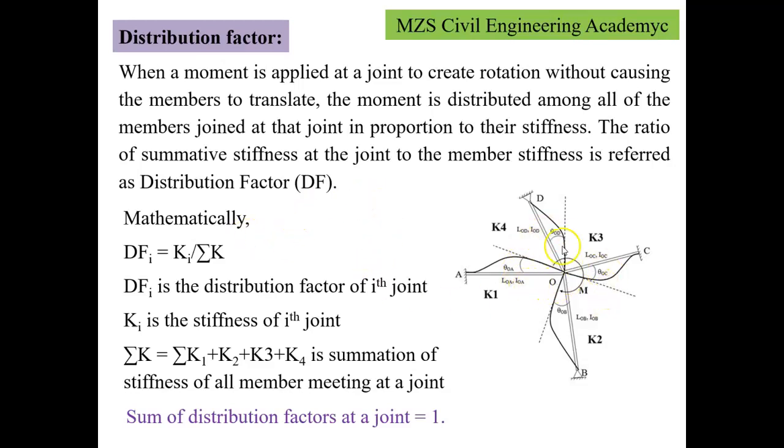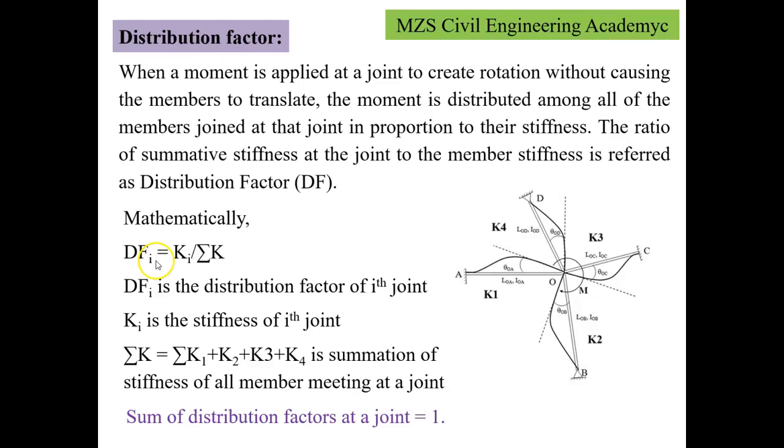For example, let us have a joint here, O, which is connected with n number of members having the stiffness K1, K2, K3, and K4. The ratio of the individual stiffness versus the summative value of the stiffness at the joint is said to be a distribution factor, and this distribution factor depends upon the individual capability of the member.